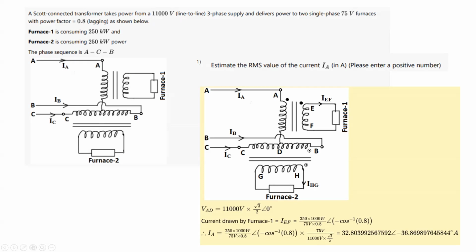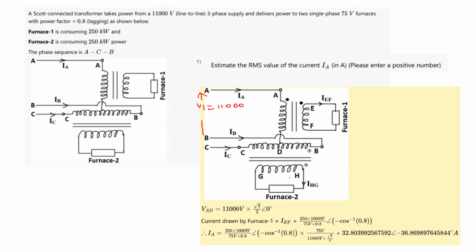Okay. So here we are given V1. You see, V1 we have discussed in the Scott connection. They are saying that this line to line voltage V1 is 11 kV, 11,000. And it delivers power to two single phase 75-volt furnaces. So this is a 75-volt furnace here, and this is a 75-volt furnace here. Furnace 1 is consuming 250 kilowatt, and furnace 2 is also consuming 250 kilowatt.